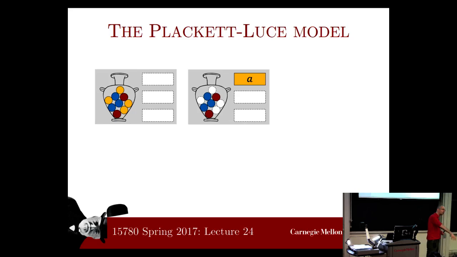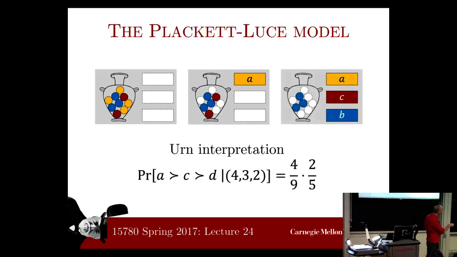And again, we reach in, take a ball out. And let's say we got a red ball, and then we only have blue left, and we put it in the last position. So what's our probability of getting this ranking, given that the weights are 4, 3, and 2? So initially, to put yellow first, we had 4 yellow balls out of 9 balls overall. So that's 4 over 9.